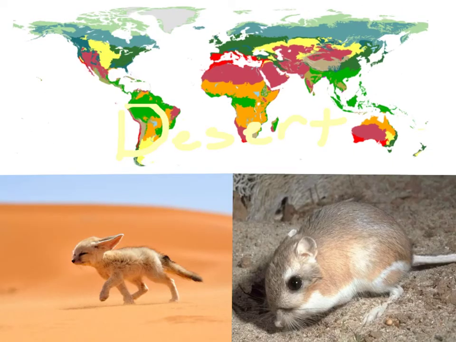A desert is an area that experiences very little water and is very hot. They can be found in places that receive little rainfall all around the world. Animals here have adaptations to remain cool and prevent water loss. Among these are the kangaroo rat and the fennec fox.